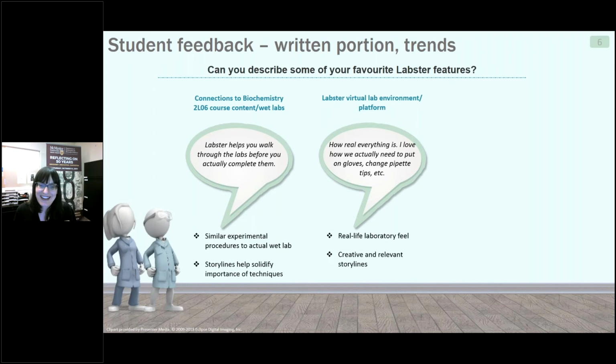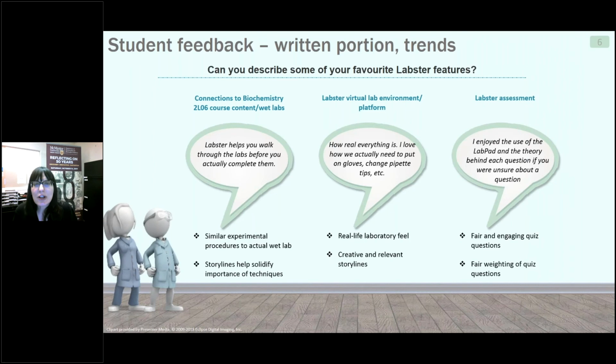So again, students really like the real life laboratory feel and also the creative and relevant storylines. And finally, some of the students commented on their favorite Labster features with respect to the Labster assessment. So when students go through these virtual labs, they actually get quizzes as they move through the lab itself.